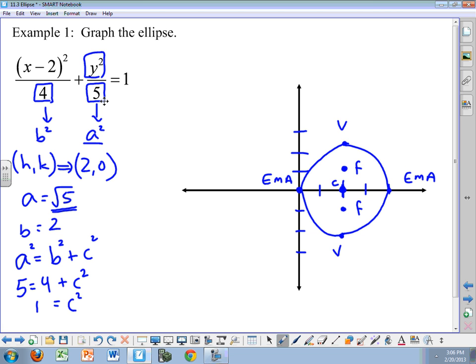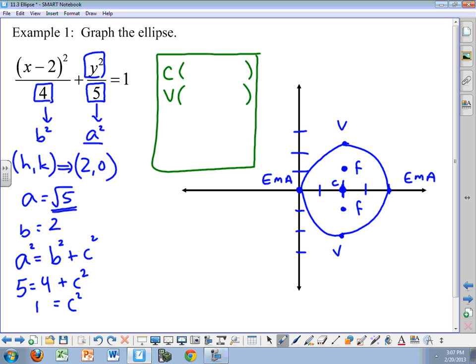Now all we need to do is make our label box. So I like to put it over here as just a box. We'll start with the center, then we'll do the vertices, then we'll do the foci, and finally the endpoints of the minor axis. So I'd like to see 4 things in our box.